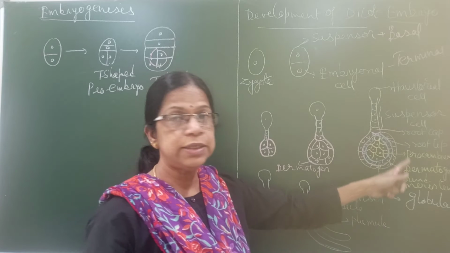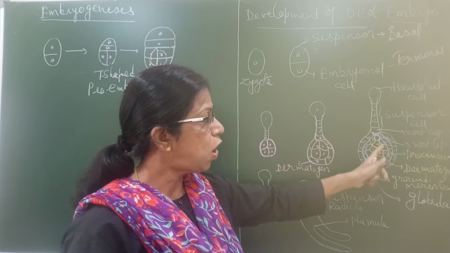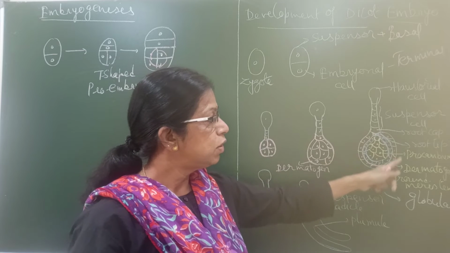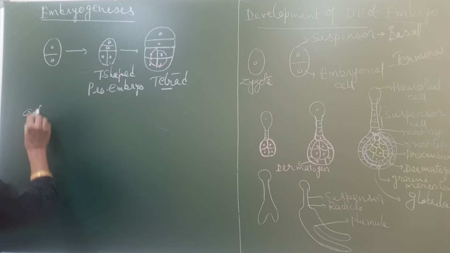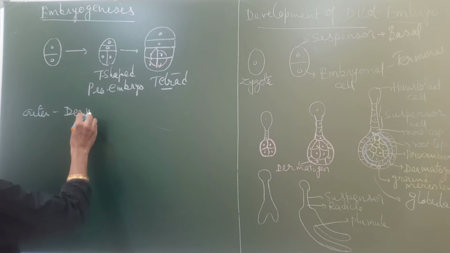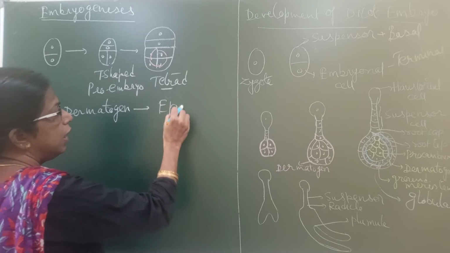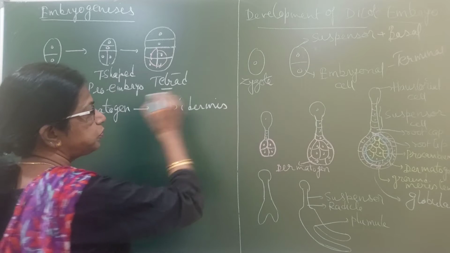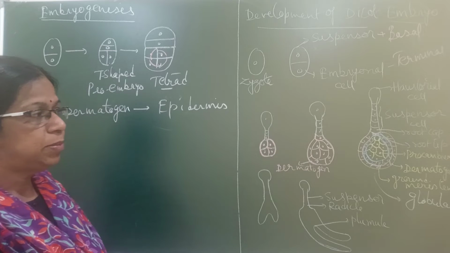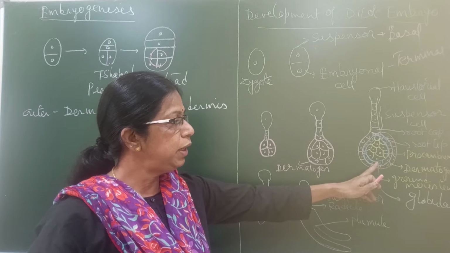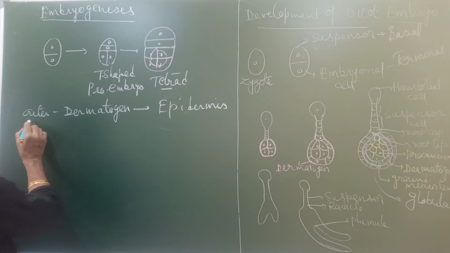So in the globular stage, when it completely develops, there are 3 layers formed. The outer layer of cells forms the dermatogen. This outer layer of cells, the dermatogen, gives rise to the outermost layer called the epidermis. Similarly, the next one, the middle layer, is called the ground meristem.